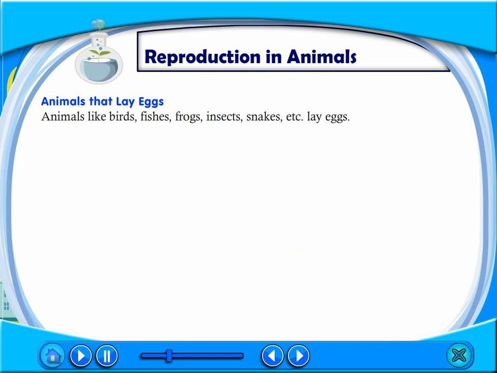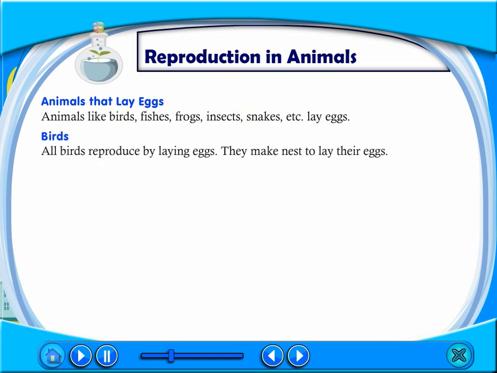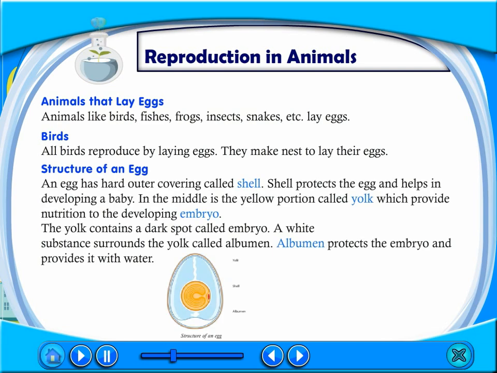Animals that lay eggs. Animals like birds, fishes, frogs, insects, snakes, etc. lay eggs. Birds. All birds reproduce by laying eggs. They make nests to lay their eggs. Structure of an egg. An egg has a hard outer covering called shell. The shell protects the egg and helps in developing a baby.